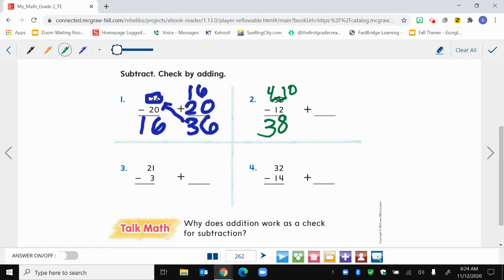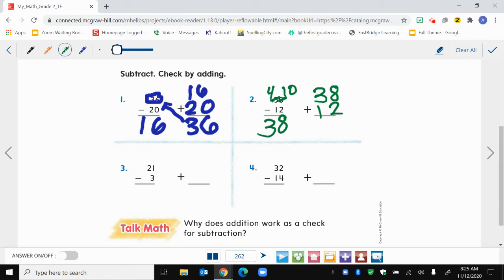So now we want to check it. When we check it, remember we're going to take the two smaller numbers, 12 and 38. So I'm going to do 38 plus 12. I'm trying to make sure I get that number 50 as my answer, right? Because if I get the number 50 as my answer, then that means my answer is correct.